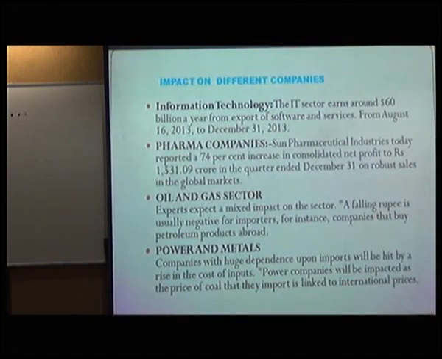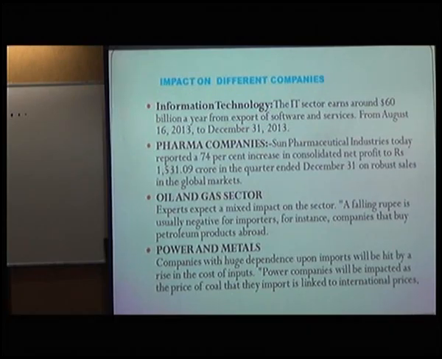Now, impact on different companies. Information technology: the IT sector earns around $60 billion a year from export of software and services. From August 2013 to December 2013, Sun Pharmaceutical Industries reported a 74% increase in consolidated net profit, 100 crore in the quarter ended December 31st, on robust sales in the global market.